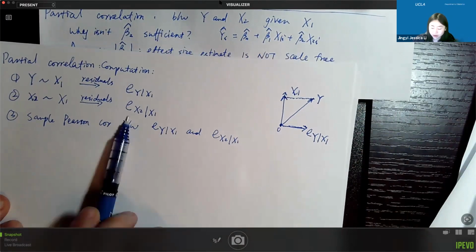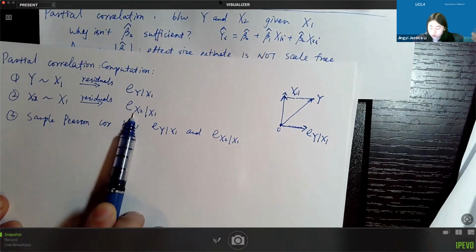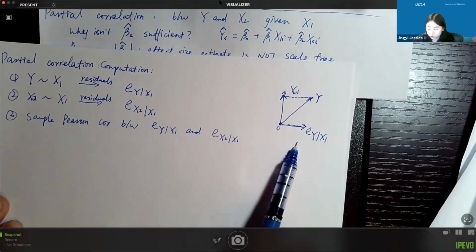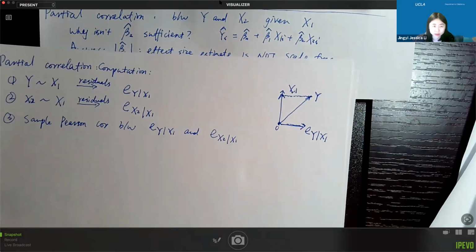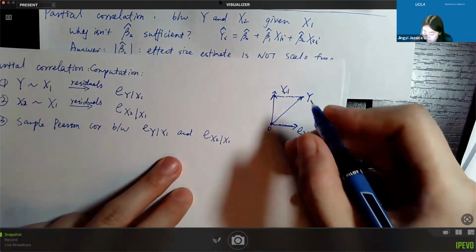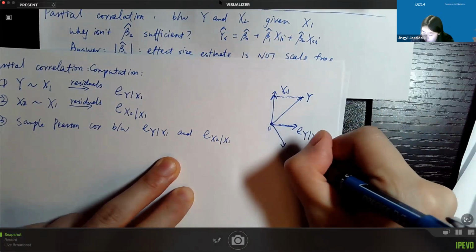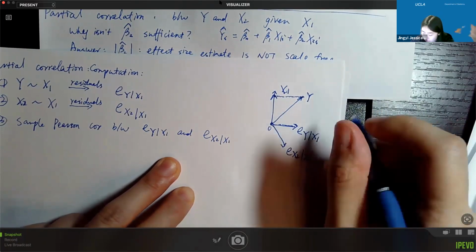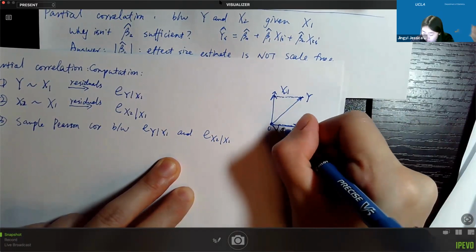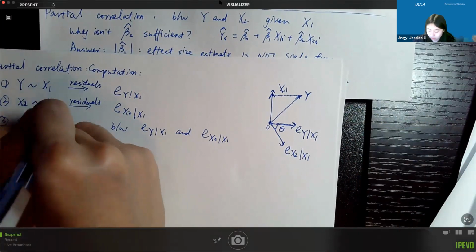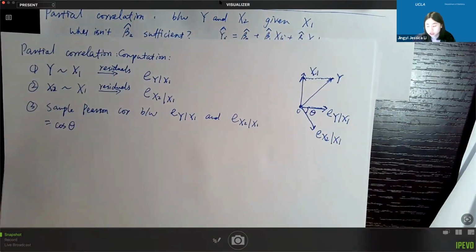Similarly, I will get a residual vector for x2 given x1. Then the sample Pearson correlation between two vectors in an n-dimensional space is just the cosine of their angle. So let's say I have E_x2 given x1 as this, then this angle, let's call it theta, and this correlation will be equal to cosine theta. That's the geometric interpretation of the partial correlation.